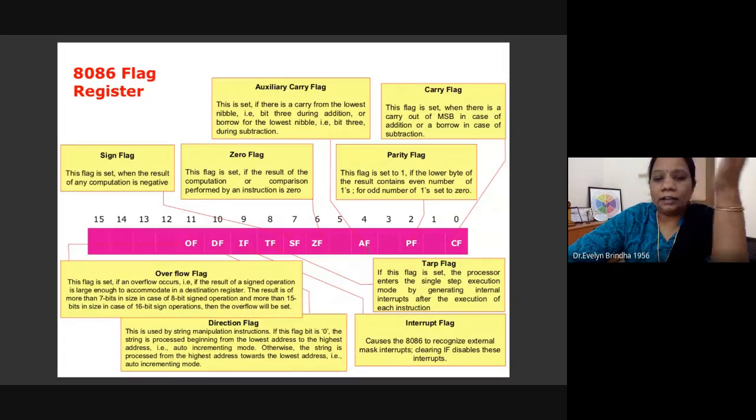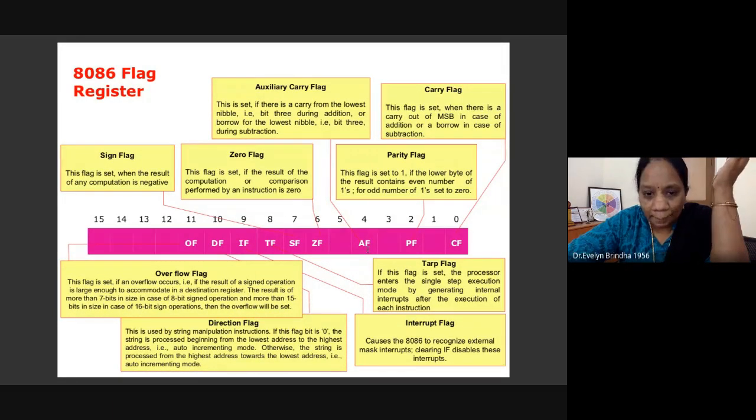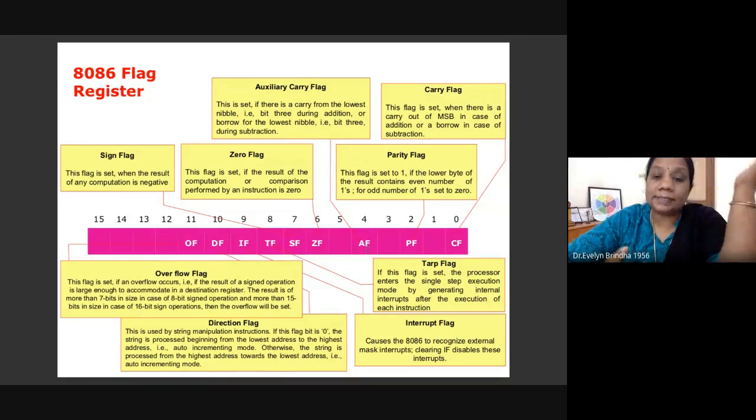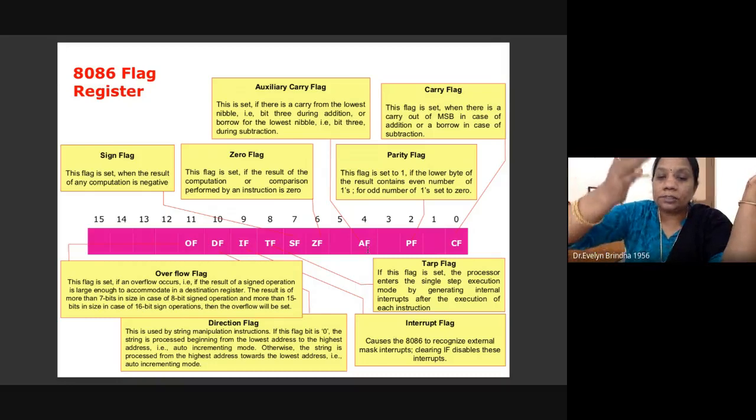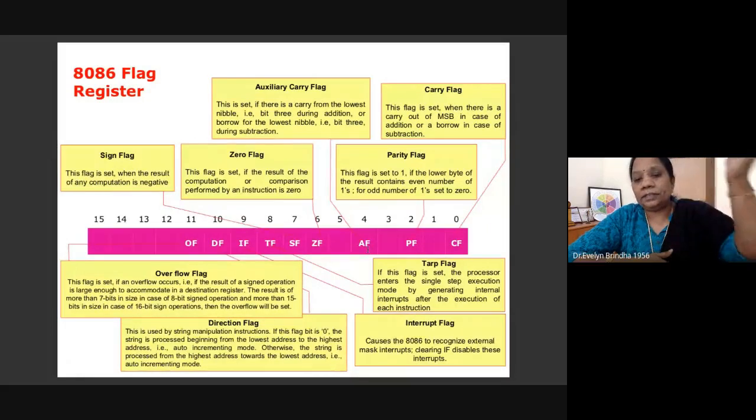Auxiliary carry is the carry that you get in between. Suppose you are adding a 4-digit number. Between the second digit and third digit, you will get a carry, right? That is called auxiliary carry. Are you getting what I'm saying? Suppose you are adding a 6-digit number. In between also, there is a possibility of getting a carry. Between the 4th digit and 5th digit, there will be a carry. Between the 5th and the 6th digit, there will be a carry. So that is called auxiliary carry.